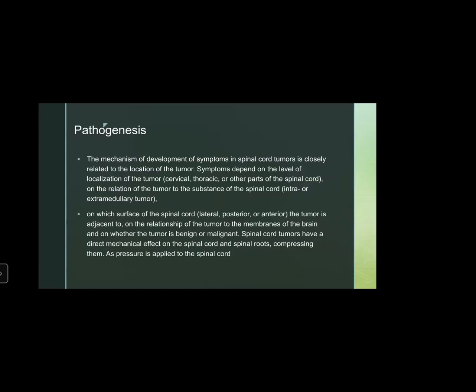About the pathogenesis, the mechanism of development of symptoms in spinal cord tumors is closely related to the location of the tumor. Symptoms depend on the level of localization of the tumor, like cervical, thoracic, or other parts of the spinal cord, on the relation of the tumor to the substance of the spinal cord, intra or extra, on which surface of the spinal cord the tumor is adjacent to, lateral, posterior, or anterior, on the relationship of the tumor to the membrane, and whether the tumor is benign or malignant. Spinal tumors have direct mechanical effects on the spinal cord and spinal roots, compressing them as pressure is applied to the spinal cord.